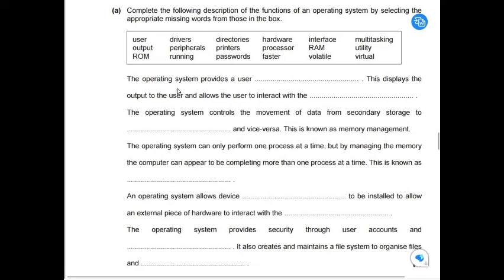So I've used all the words in here that they've given you, or 8 out of all those words that they give you. Okay? If I was to say here, for example, secondary storage to memory, let's have a look and see if memory's in there. No, it's not. So you wouldn't get a mark. So you have to use what they give you. Okay?